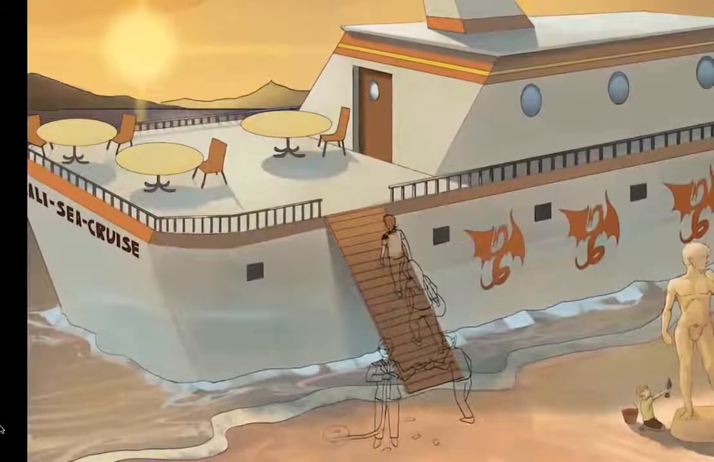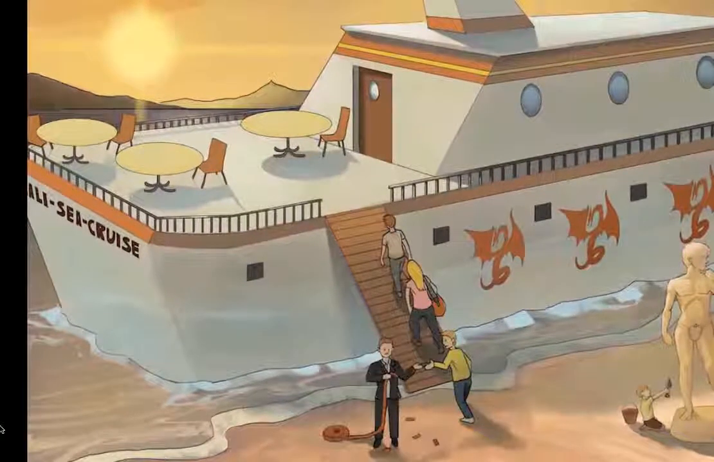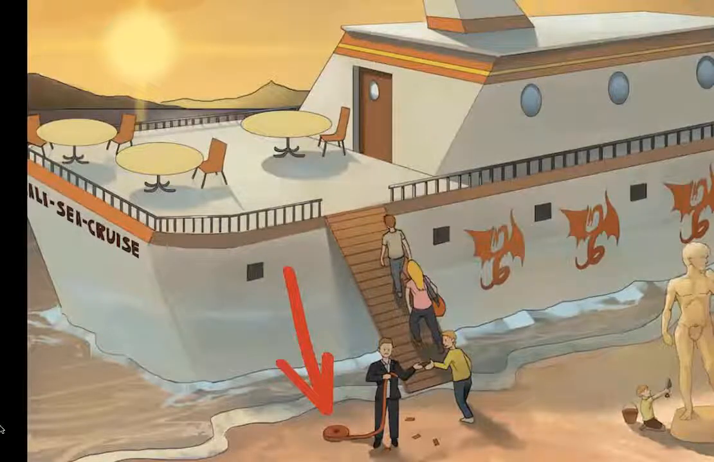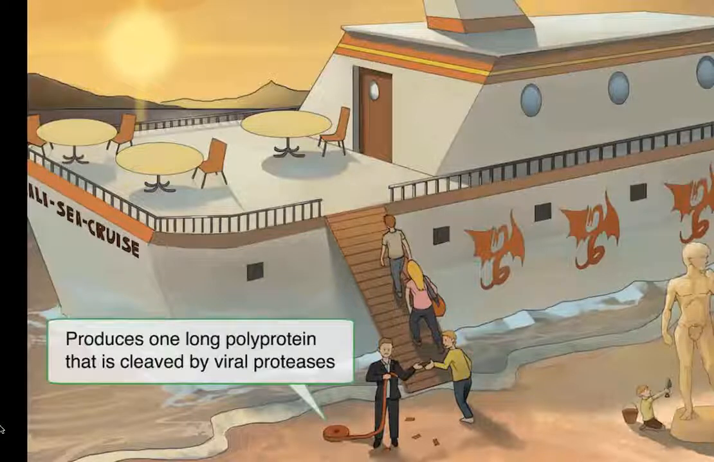Alright, now it's time for some passengers to board the ship. We can see the cruise line attendant helping the passengers onto the ship and checking out their tickets. If you look at the tickets, it's one long round strand of tickets that are then being broken up piece by piece into functional single tickets. This is to remind you that Calicivirus produces one long polyprotein that then needs to be processed and cleaved by viral proteases into smaller active constituents.